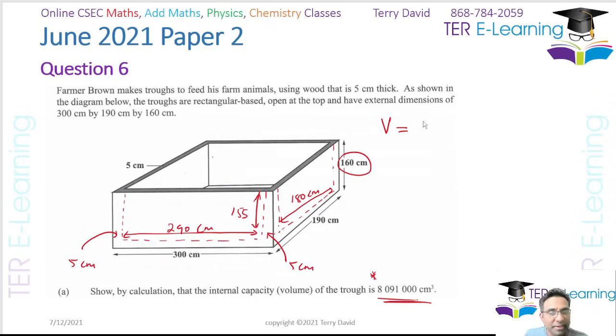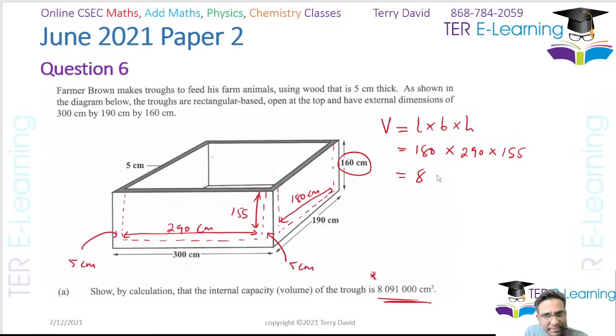So therefore, the internal volume of this container is going to be length by breadth, or length by width by height. So my length, let's use the length as 180. So it's 180 multiplied by 290, multiplied by my height, which is 155, right? Now, hopefully I didn't make a mistake, but let's see. So it's 180 multiplied by 290 multiplied by 155. And look, I'm getting the answer that they asked for.